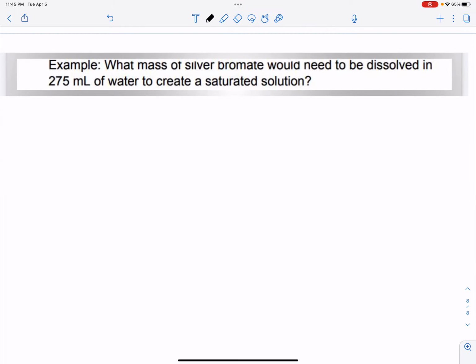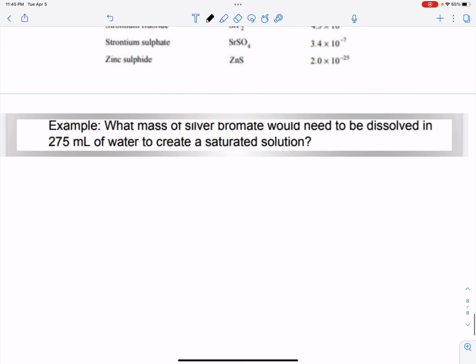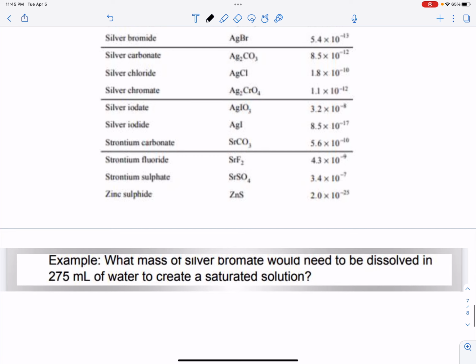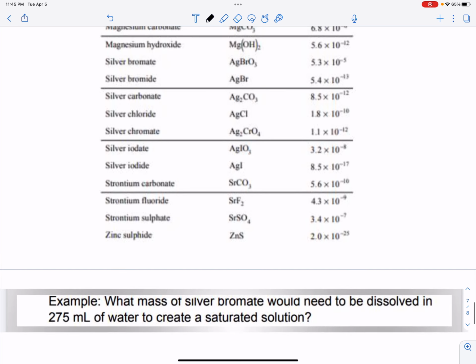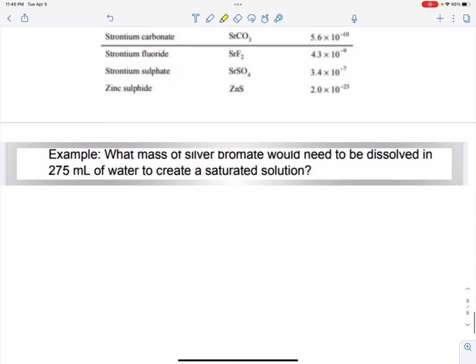So we'll do one last question here. And this time we're going to look at a 1-to-1 ratio. It says what mass of silver bromate would need to be dissolved in 275 milliliters of water to create a saturated solution. So first off, I'm going to look up silver bromate on the chart here. So silver bromate is the line AgBrO3, and it's 5.3 times 10 to the negative 5.